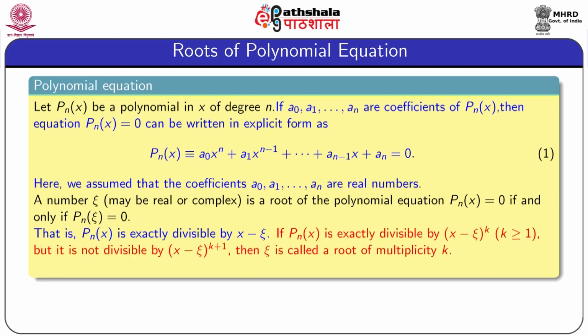And if p_n(x) is divisible by (x minus xi)^k, where k is greater than or equal to 1, but it is not divisible by (x minus xi)^(k+1), then xi is called a multiple root with multiplicity k. If k equals 1, then the root is called a simple root or single root.